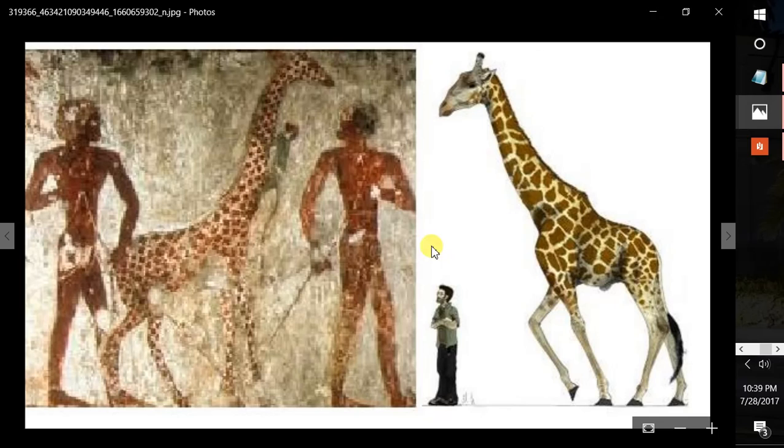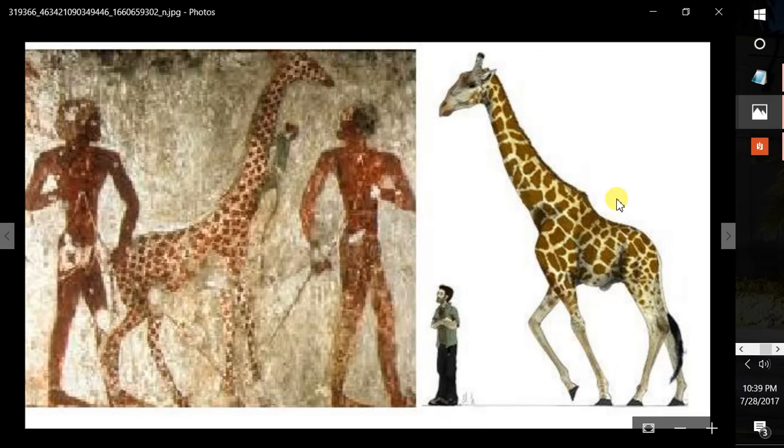Now here's another picture. Here's a giant, right, with a giraffe. Can you see that? So this picture is trying to show you what a regular man looks like with this kind of giraffe, right? This is the giraffe in those days, just after the flood. But you have to understand that the nation of Egypt existed after the flood, not before it. So you can see how tall these dudes were with a giraffe.